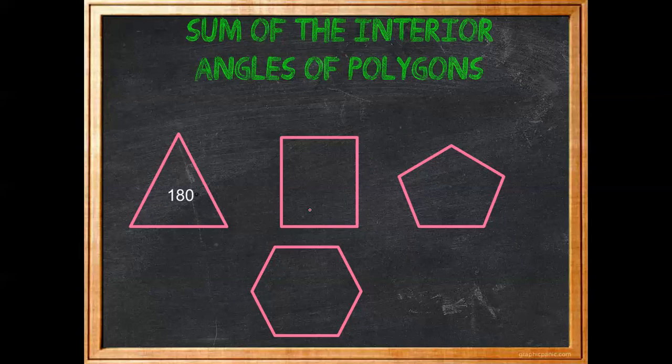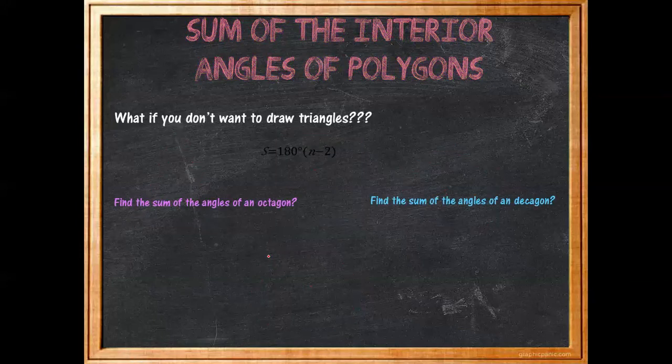Sum of the interior angles of a polygon. Now, we already talked about the triangle sum theorem in the last lesson, and we know that a triangle adds up to 180 degrees. Now we're going to talk about the sum of the interior angles of other polygons that are not triangles. If we don't have a triangle, then we're going to use this formula: S equals 180 degrees times n minus 2, where n equals the number of sides that the polygon has. So for example, if we want to find the sum of the angles of an octagon, it has 8 sides.